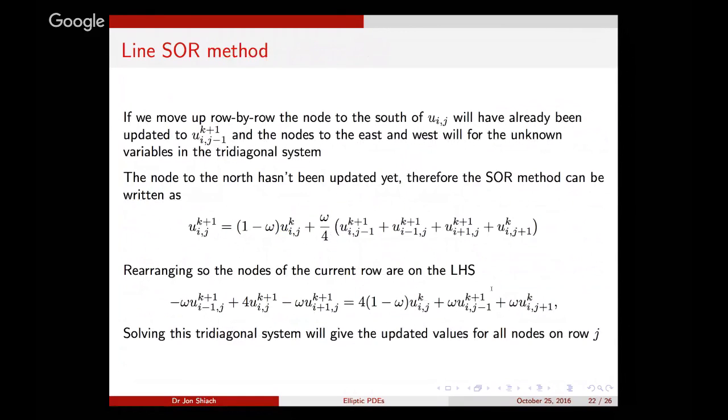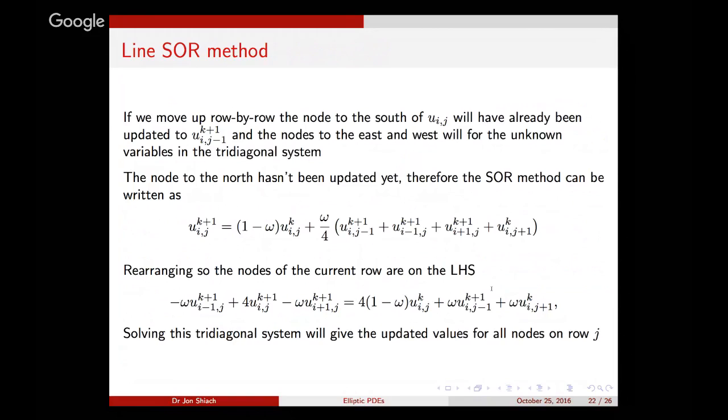With that in mind, we derive our line SOR method. So in other words, for the nodes to the north, we have to use previous values. The nodes on the same row are what we're calculating, and for the nodes to the south, we can use updated values. Okay, so in other words, we have this. This is our point SOR method. But what we have here is this node here, which is the node to the east. In the normal sort of point SOR method, this superscript here would be a k. But because we're taking a whole row at a time, it's going to be a k plus 1.